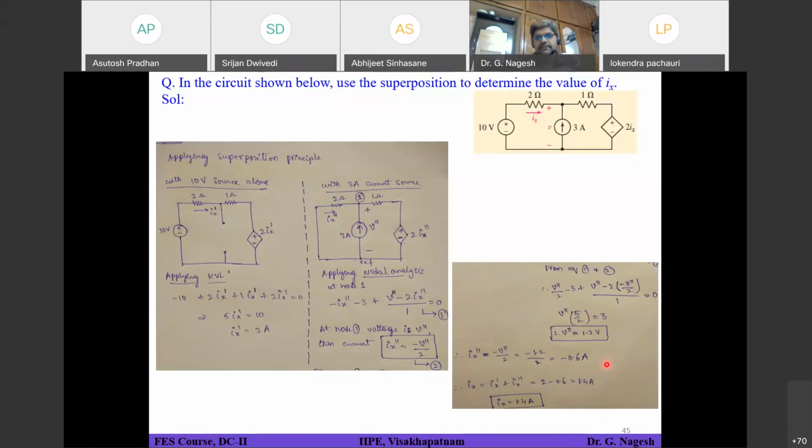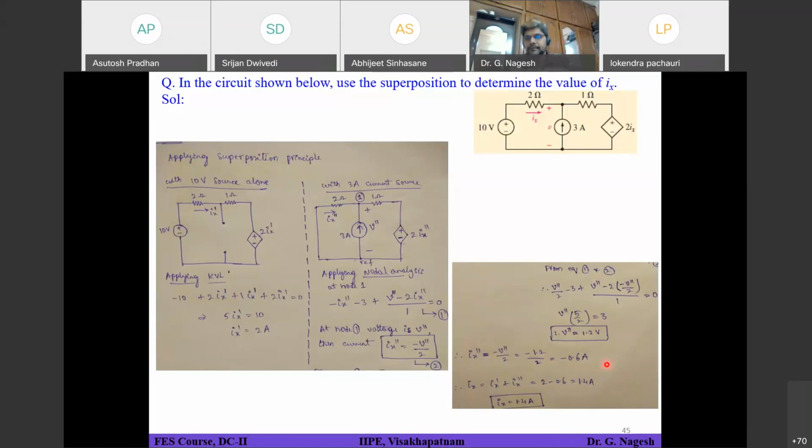Then algebraically you have to add all the 3 solutions, taking sign into consideration. And as I say algebraically, you should take sign into consideration, and then you will get the net result. You can ask for current as well as voltage. Voltage means you have to add all the voltages algebraically, and then you will get the voltage across that particular branch or element.